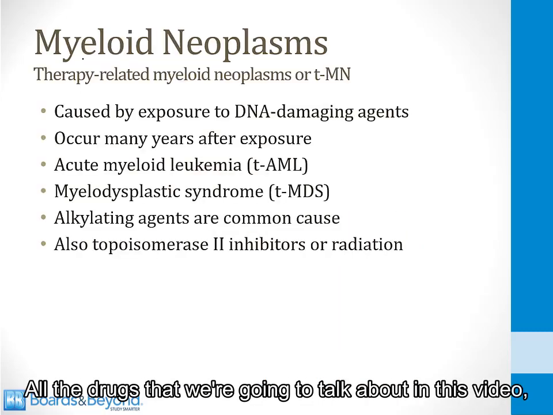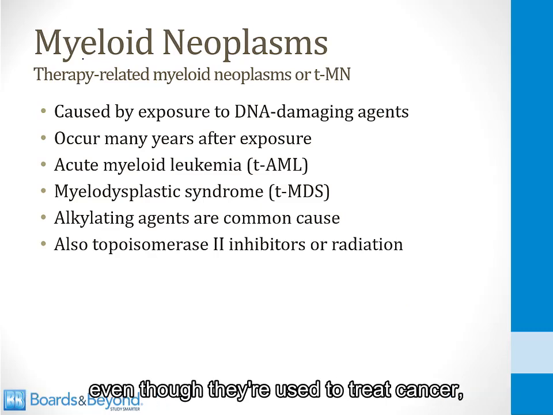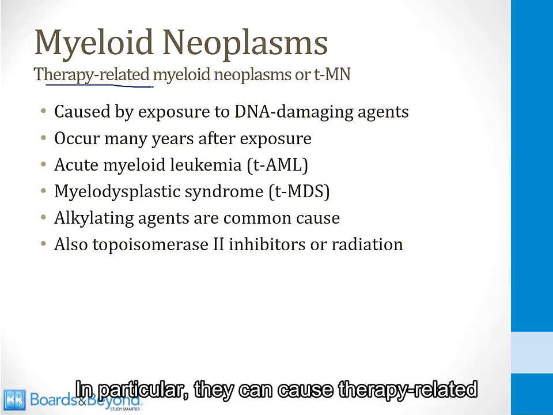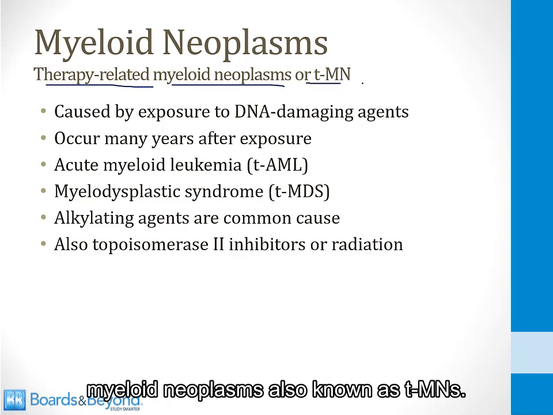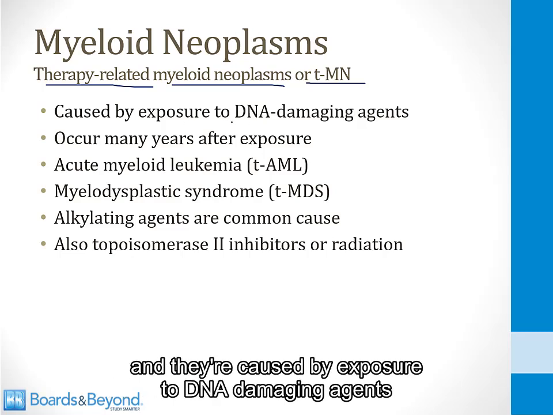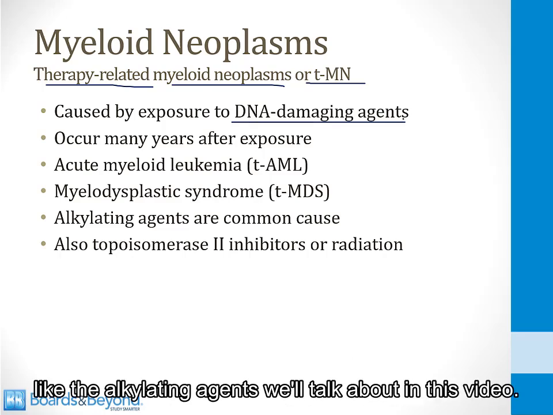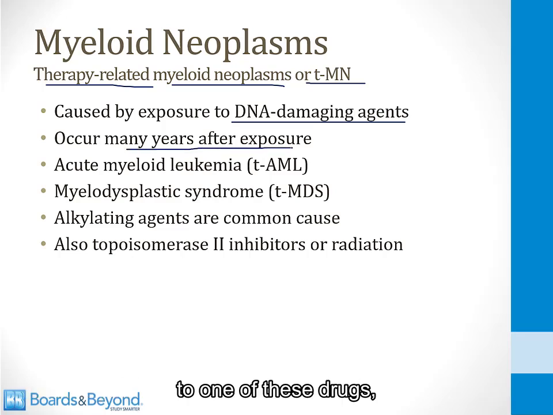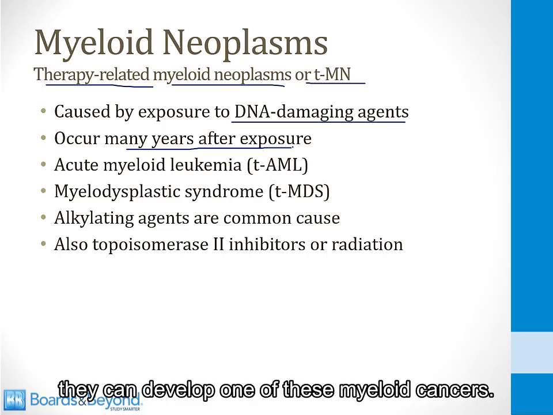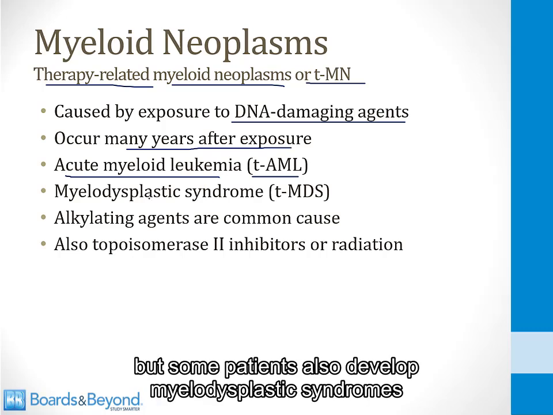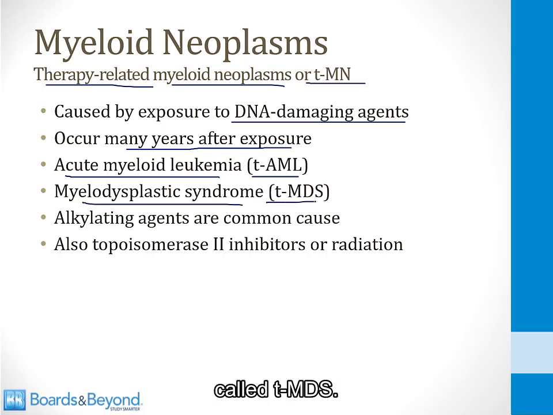All the drugs that we're going to talk about in this video, even though they're used to treat cancer, you should be aware that they also can potentially cause cancer. In particular, they can cause therapy-related myeloid neoplasms, also known as TMNs. These are malignancies of the myeloid cells of the bone marrow, and they're caused by exposure to DNA-damaging agents, like the alkylating agents we'll talk about in this video. These myeloid cancers occur many years after exposure to one of these drugs, so often the patient is successfully treated, but then many years later they can develop one of these myeloid cancers. Usually it's acute myeloid leukemia. It's called t-AML when it's therapy related, but some patients also develop myelodysplastic syndromes called t-MDS.